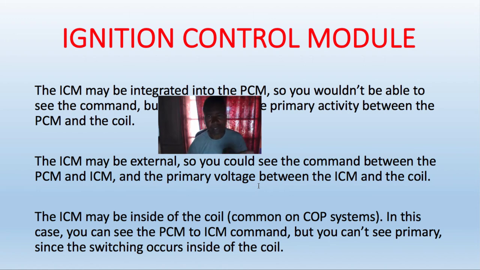So we started off with a set of points that did the triggering and controlled the current flow. Then we went to the ICM that does it now, the ignition control module, or the PCM. Now we have coil on plug, where the module, the ICM, is actually internal to the coil on plug setup, on some cars, not every car.